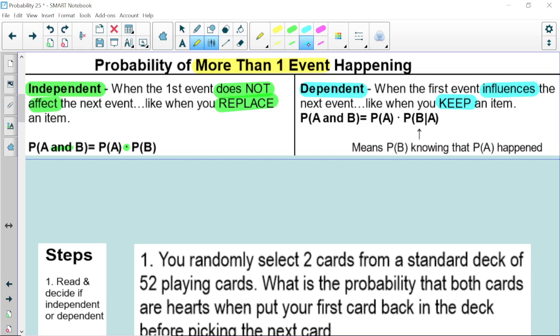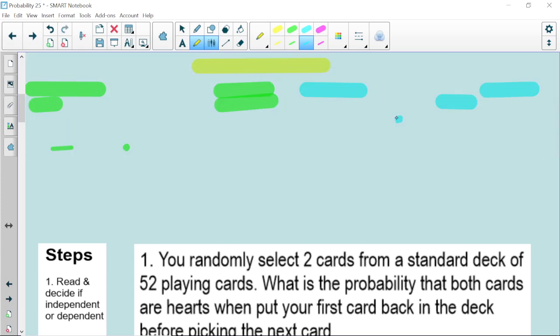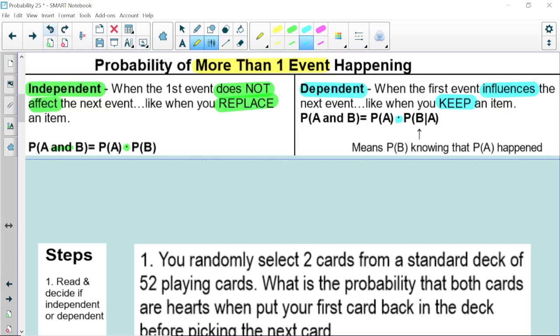So for this formula, we're still going to be multiplying because we are doing multiple events. But this time, this second part looks a little bit different. It just means that we're looking for the probability of event B, knowing or given that event A already happened and it was kept. So event A might be Kimmy picking that ace of spades, and Kimmy keeps it. Event B would be Abby picking a card, knowing that Kimmy is keeping that ace of spades. So Abby doesn't have a chance to get the ace of spades. So that is dependent.